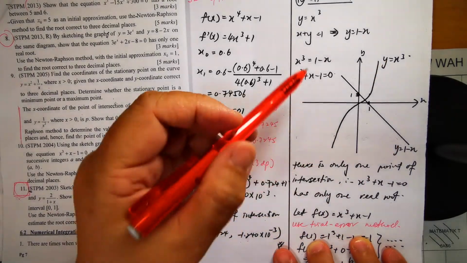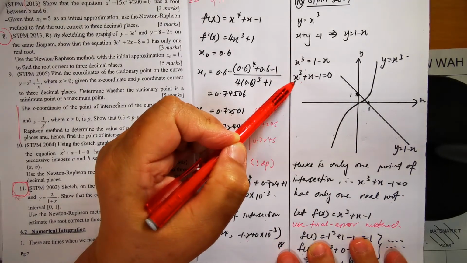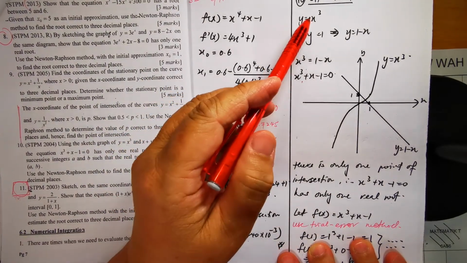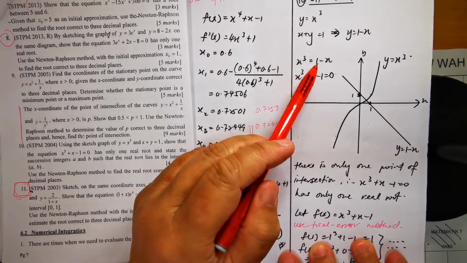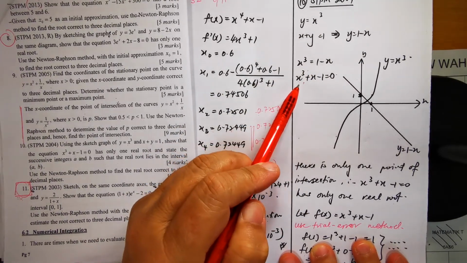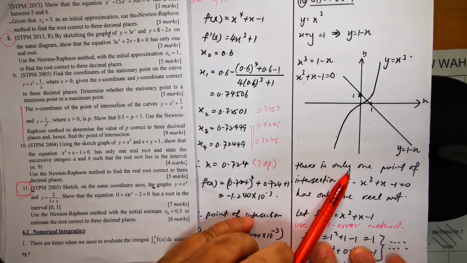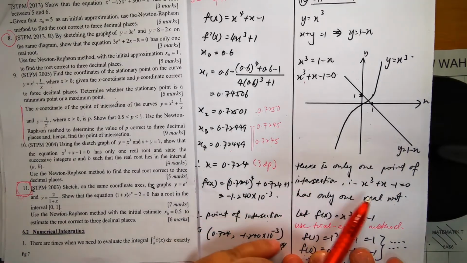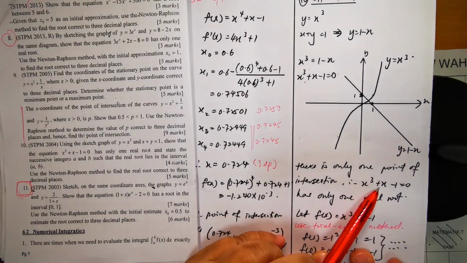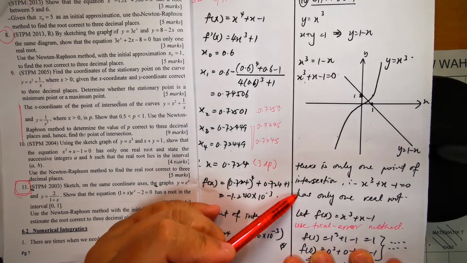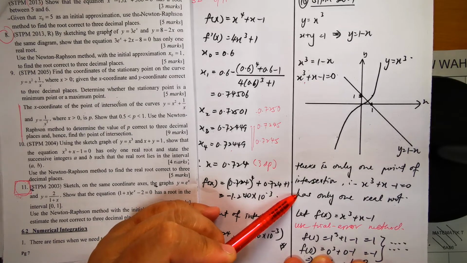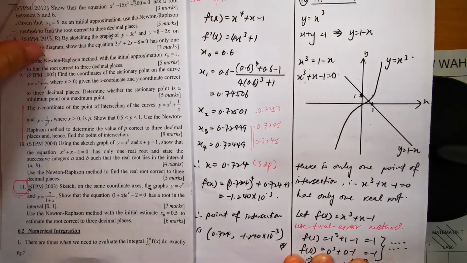Okay, then we have to show how we get this equation. Not difficult, sorry. So just combine them. x cubed equals 1 minus x, then rearrange, you get this. Alright, so there is only one point of intersection. Therefore, the equation x cubed plus x minus 1 equals 0 has only one real root. Remember to write this sentence, okay? So first part done.